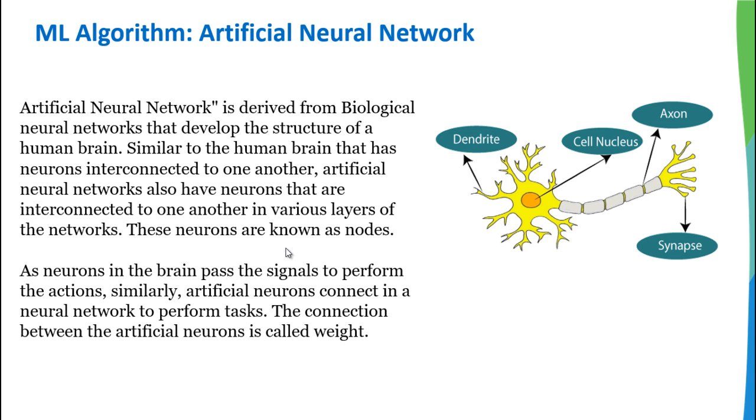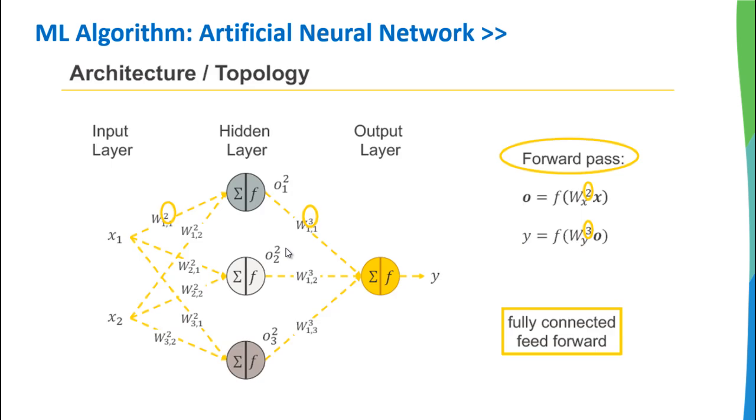Now we have this structure of biological neurons, and as neurons in the brain pass signals to perform actions, similarly artificial neurons connect in a neural network to perform tasks. The connection between the artificial neurons is called weight. If you look at the architecture, you have the input layer here, then a hidden layer, and an output layer. The output layer will help us predict our result. This is called feed forward.